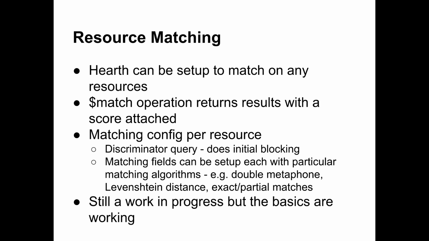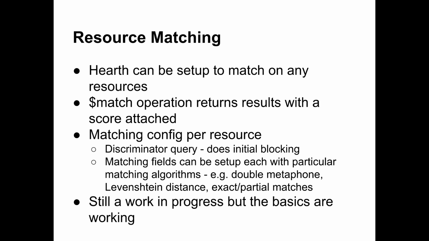by having the user, whoever wants to implement HEARTH, set up how they want the matching config to work per resource. So this consists of two types of configuration. The first is a discriminator query. So basically, the problem with doing matching is that you often have a really large database of people, say 1 million patients. You don't want to run matching algorithms against every single one of those patients, because that'll take an extremely long time, and probably you won't be able to get real-time results.